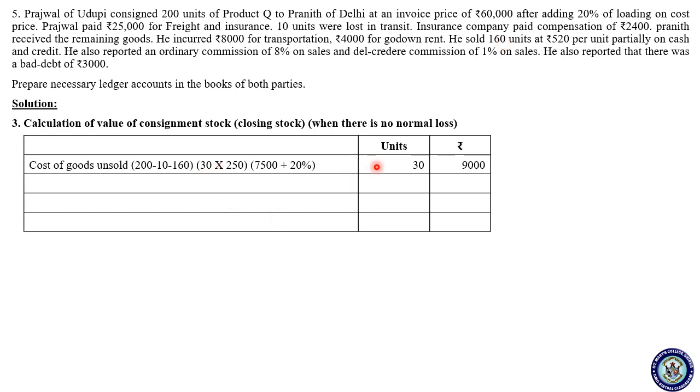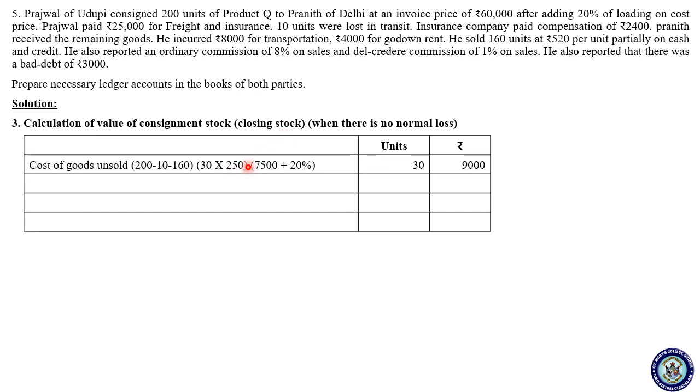I repeat, 200 units consigned by the consignor, but when it was moving in transit, it lost 10 units. Means the consignee received only 190 units. Out of 190, the consignee sold 160 units. So the left out stock is 30 units.